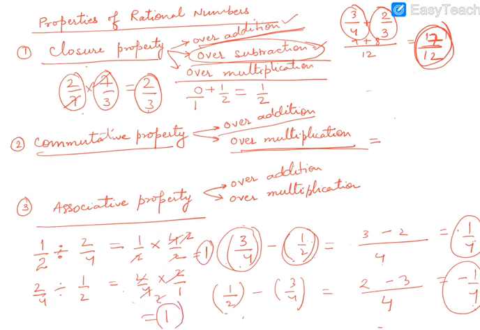Now you can see that in division, in this example you are getting the same answer, so you will think that it is following the commutative property, but it is not. Why? Because in some of the cases it will follow, in some of the cases it will not follow.